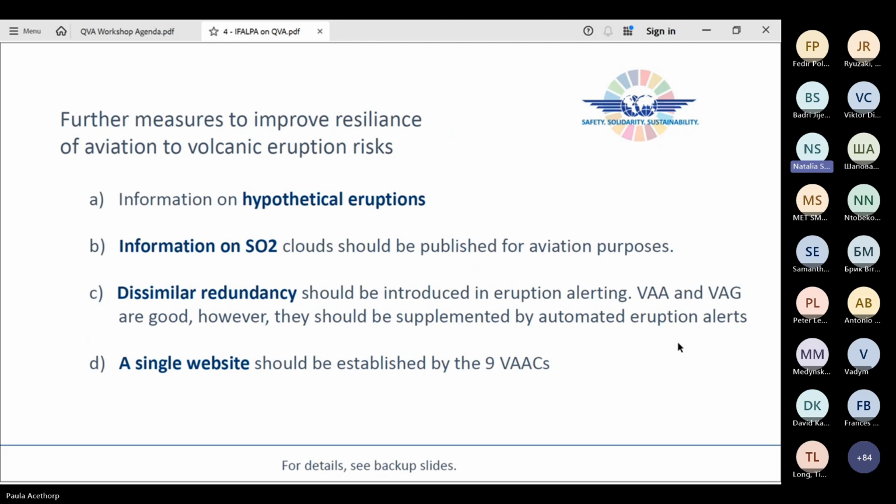And for good measure, this is maybe future stuff. How about hypothetical eruptions? Information about volcanoes that are in a restless stage need to be considered in flight planning. Information on SO2 clouds needs to come to the aviation system. Those of dissimilar redundancy and alerting.